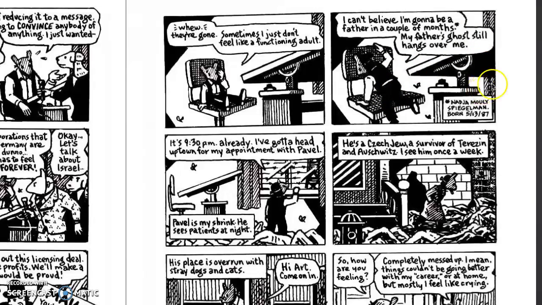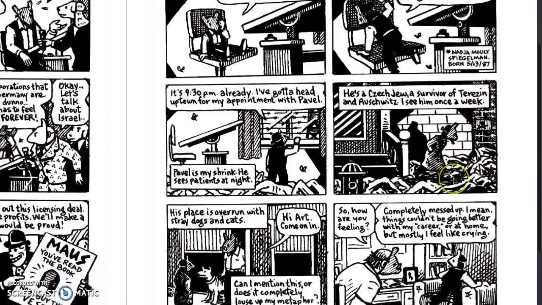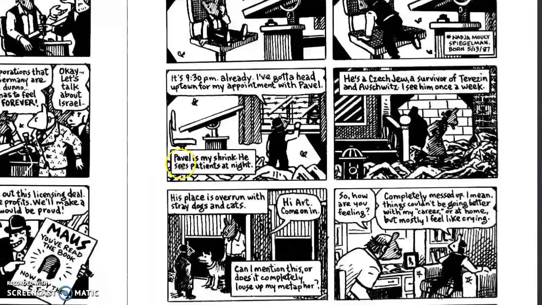He talks about his father being a ghost hanging over him. So again, he can't escape the traumatic legacy of his parents' Holocaust story, even though him and Francois have moved on with their lives. But then we come to this part with Pavel. So he says, Pavel is my shrink. He sees patients at night. He's a Czech Jewish survivor of Auschwitz. I see him once a week. His place is overrun with stray cats and dogs.